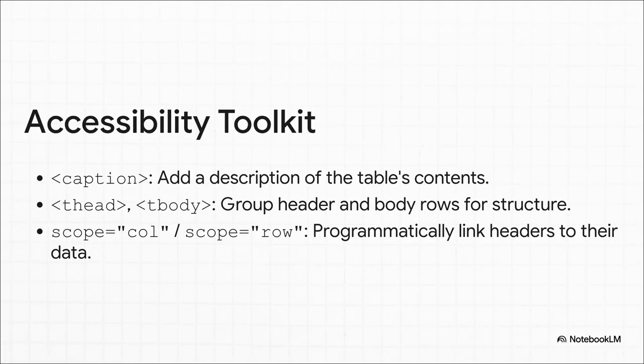First, add a caption. It's an element that goes right inside the table, and it gives a quick summary of what the data is all about. Then, group your rows. Use thead for the header, tbody for the main data. And this one is crucial. Add the scope attribute to your headers. Scope equals col tells the screen reader, hey, this header is for the whole column. And scope equals row says it's for the row. This is how we build those connections in code that sighted users just see automatically.